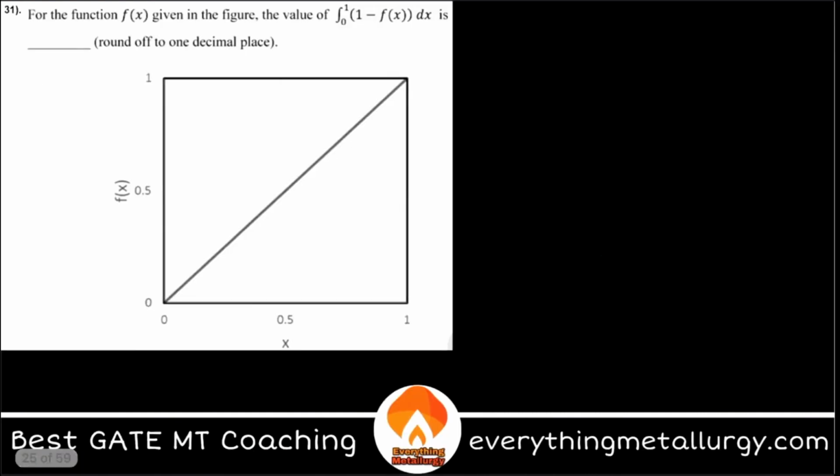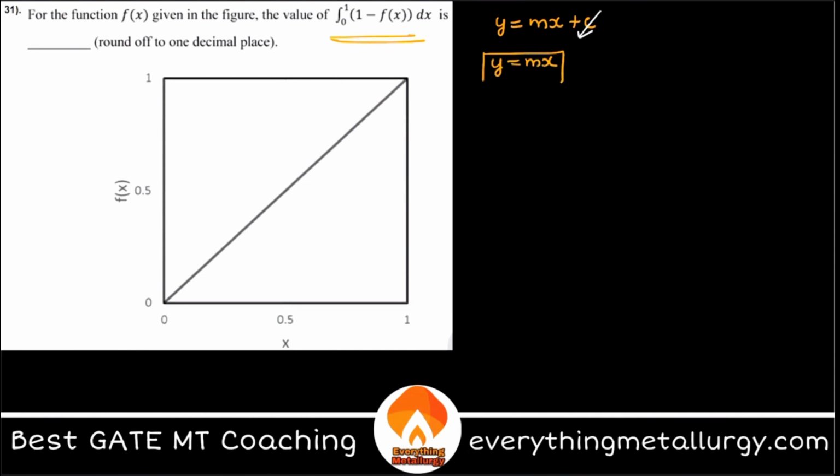And coming to this next question, for a given function f of x in the figure, you want that particular integral value. But they did not give any function for us. They just mentioned this graph. You find out your f of x. It's pretty simple. It's a straight line first of all, so we can write y equal to mx plus c. And it is definitely passing through the origin, so the intercept will be 0. So it is in the form of y equal to mx.